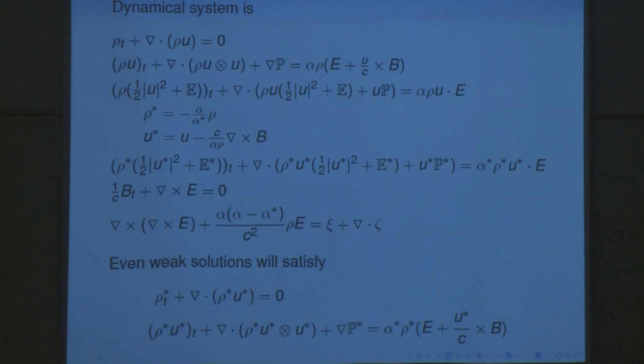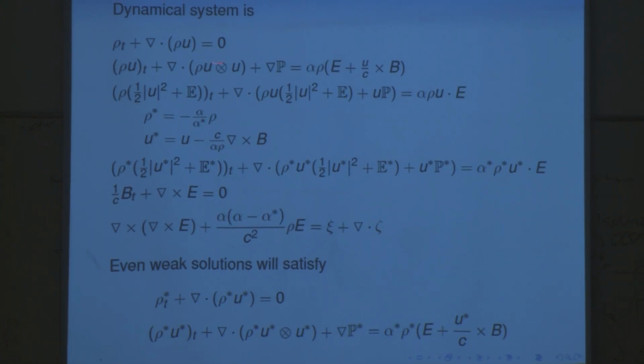But here's our dynamical system. We have the three equations for the ions. We have the electron density and velocity given explicitly. We have to include the energy equation for the electrons, Faraday, and then this boundary value problem for the electric field. And if you do that, even weak solutions will satisfy the equation for conservation of mass and conservation of momentum for the electrons.